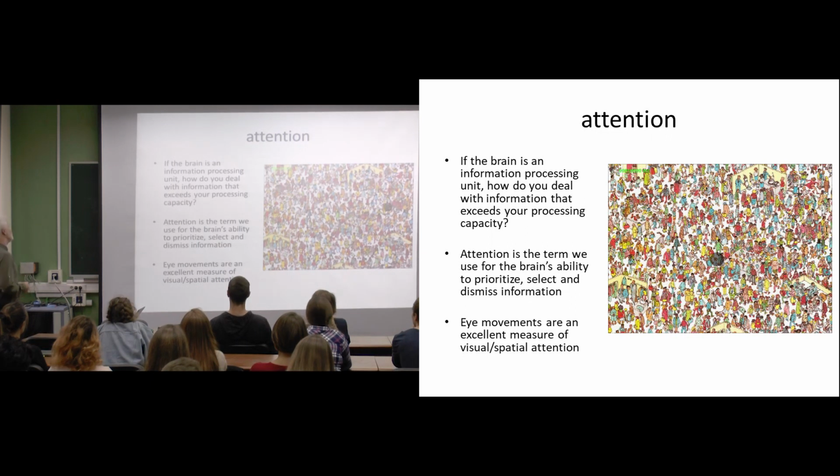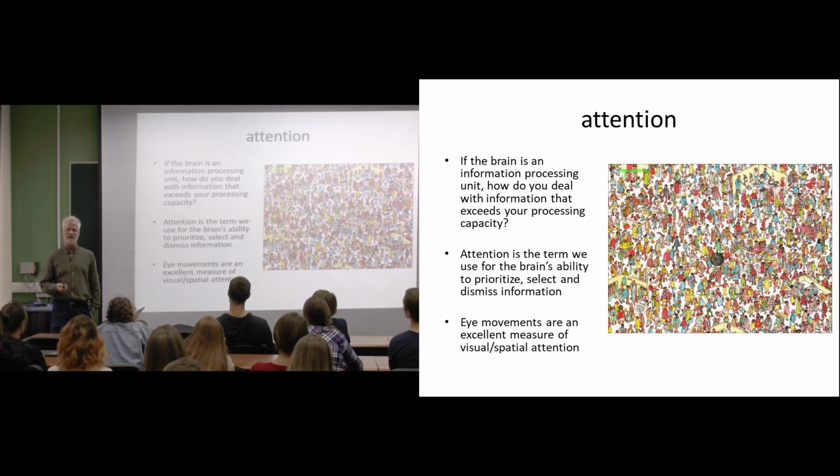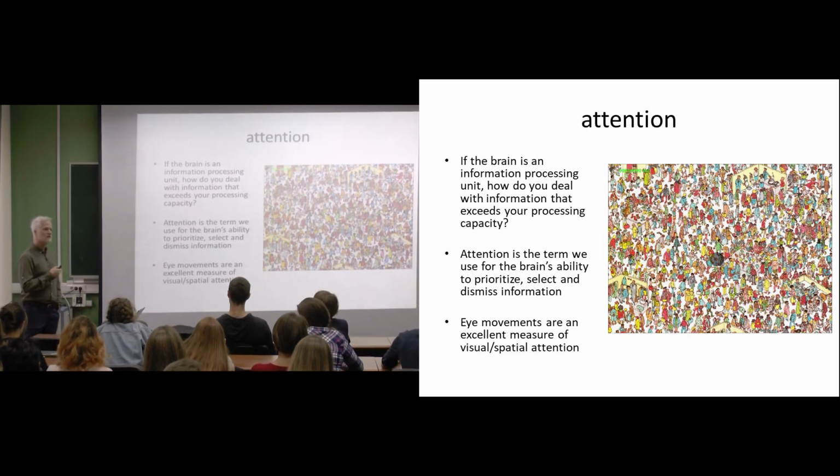So if the brain is an information processing system, you have to have some sort of mechanism for deciding which information is relevant and which information is irrelevant. Many times you'll have too much information coming in to process at any given moment. Which information do you use? Which information do you dismiss? What will you focus on and what will you ignore? For humans, this is called the attention system.